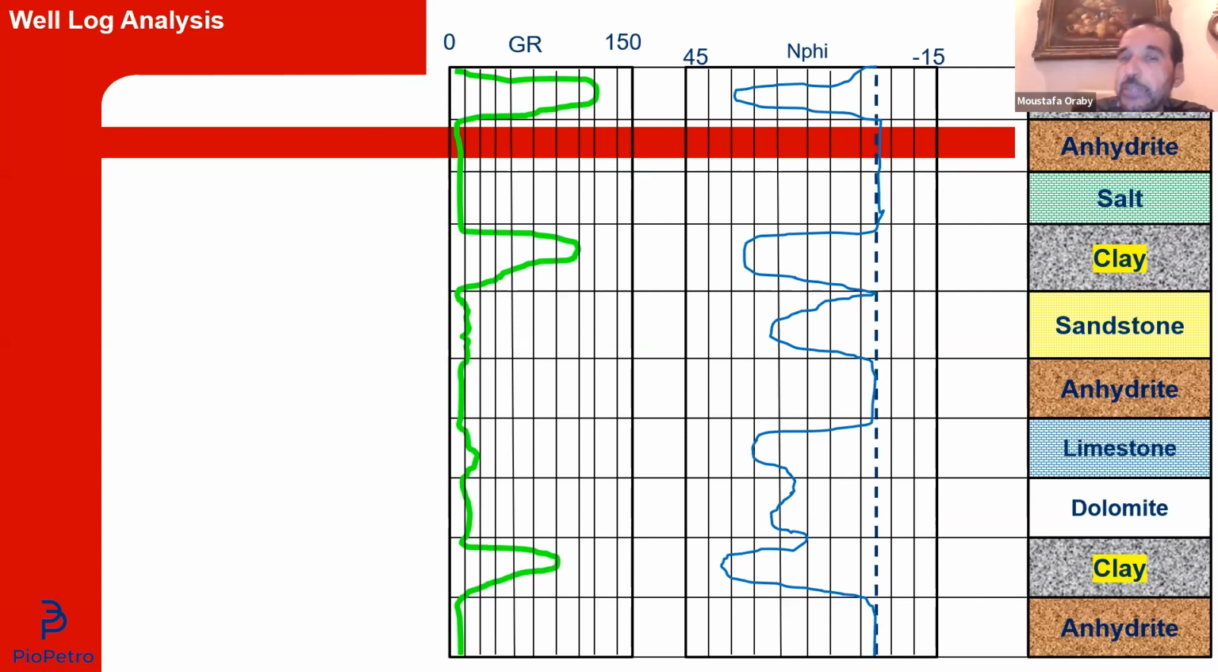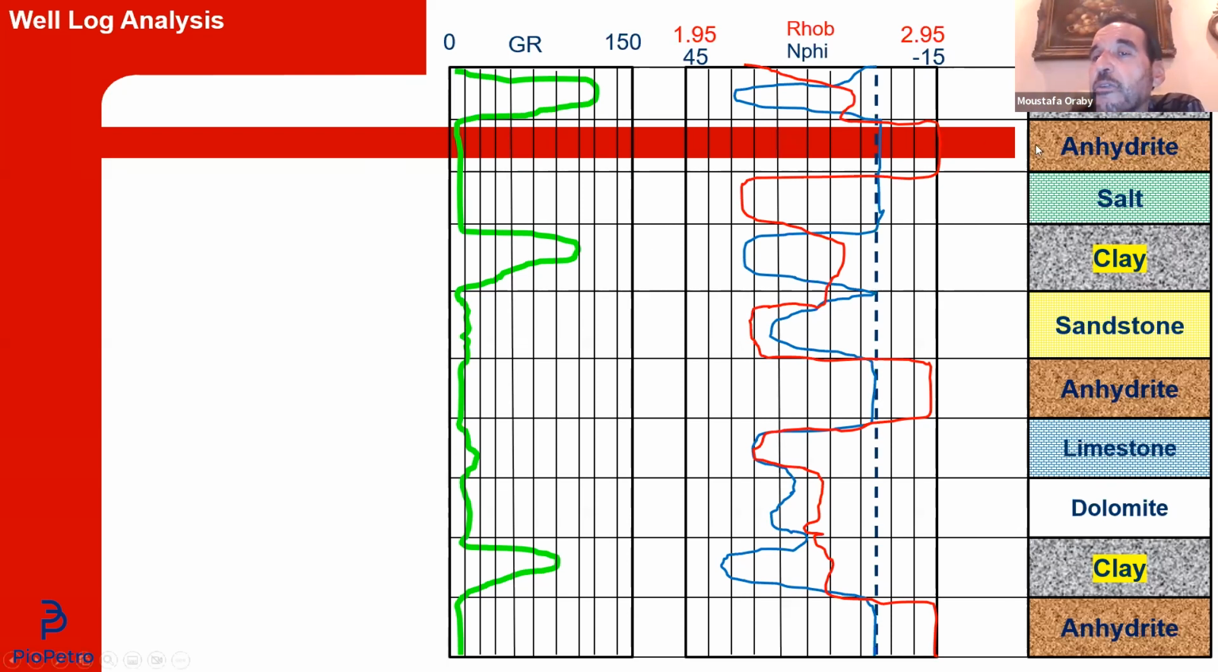Okay. How about the density? Density will do the same. We'll go for density 2.95 to 1.95, and it will go this way. What is the density of clays? Yeah, density of clays 2.6, 2.7. So it will read something similar to this density.